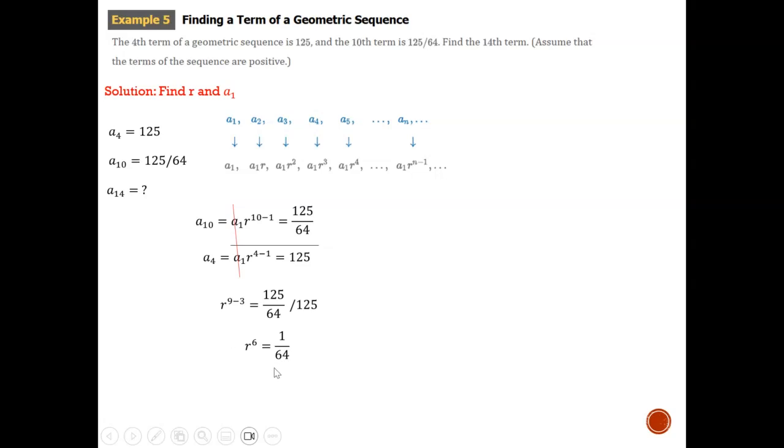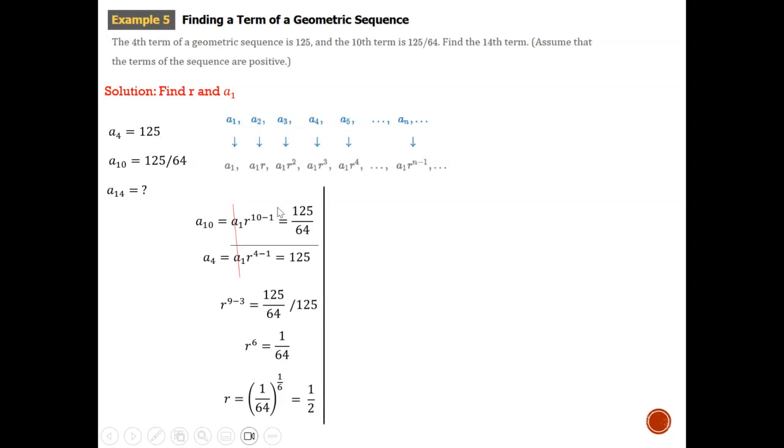Now I'm going to raise it to the 1/6 power. Now 1/64 to the 1/6 power, I believe, is going to give you something like 1/2. Yes, it is 1/2. So I got my r. Now I need to find a1.